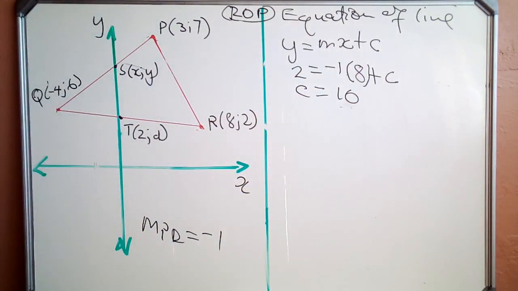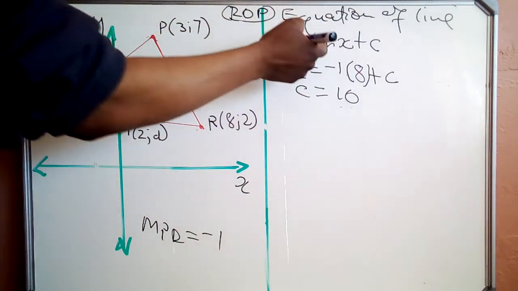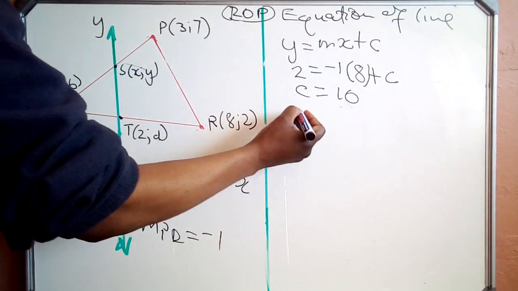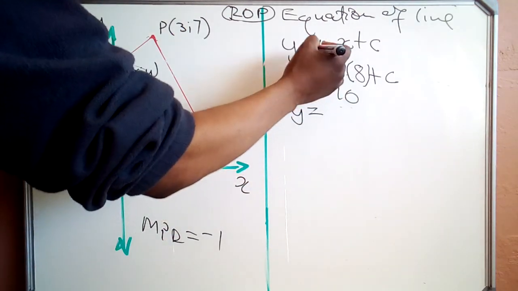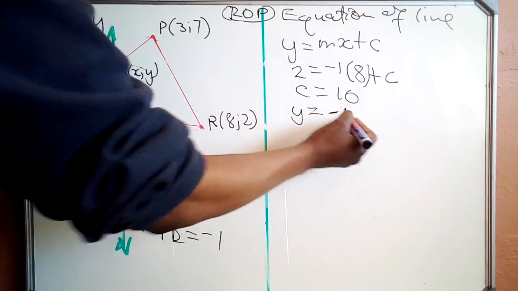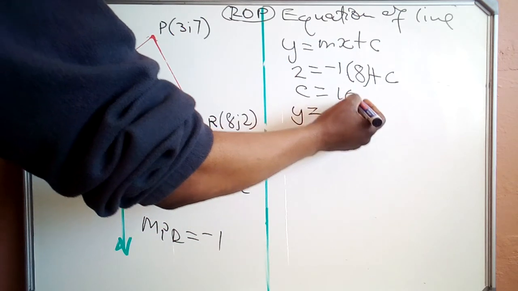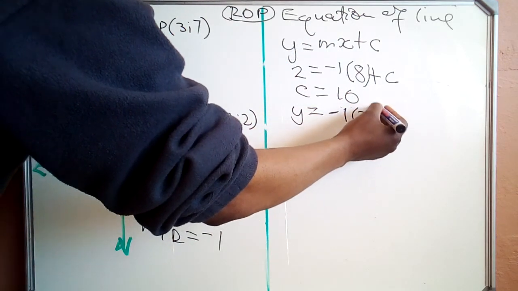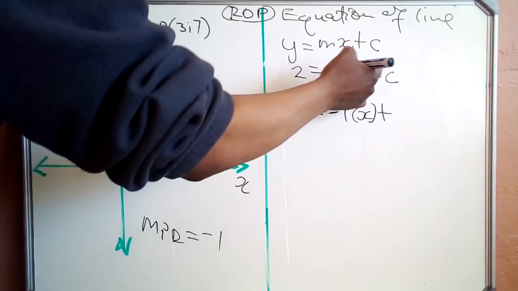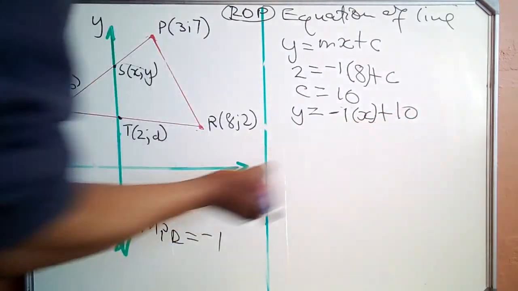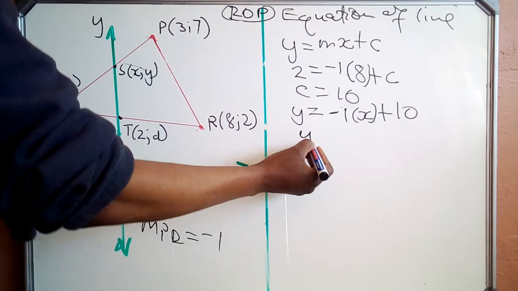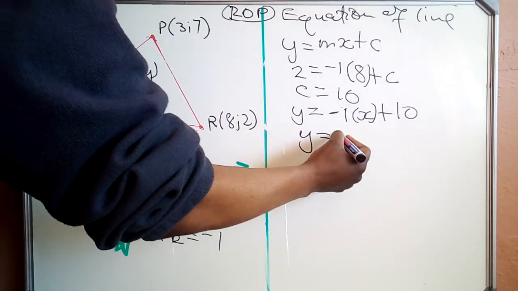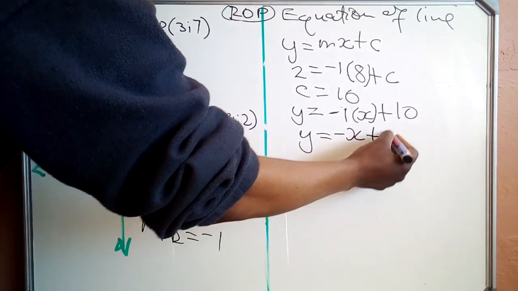Therefore, let us go back and substitute that here. We've got now y equals m, which is -1, times x, plus c, which is 10. So -1 times x will give you -x. So this is y equals -x plus 10.